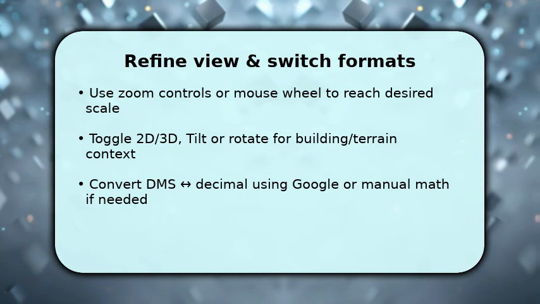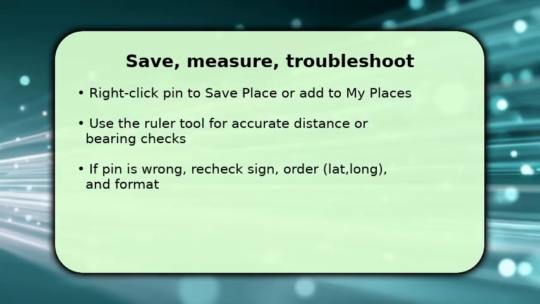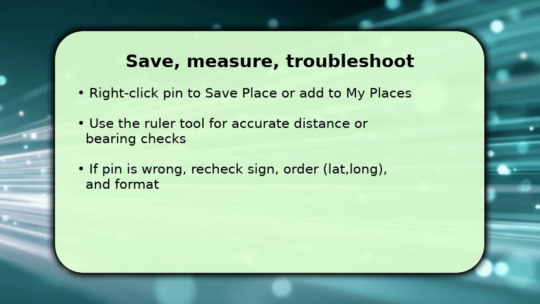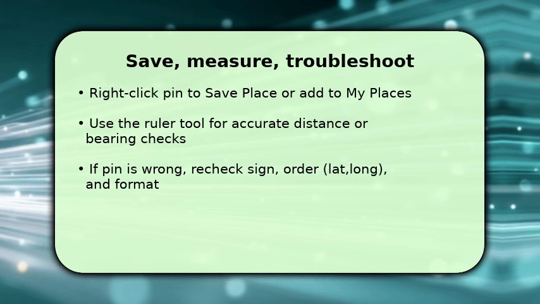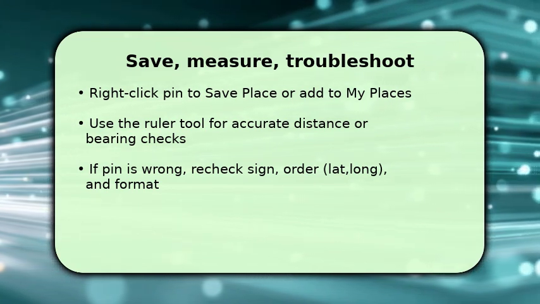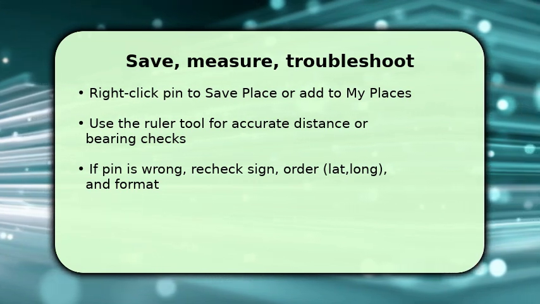To finish, save the location. Right-click the placemark and choose Save or Add it to My Places for later. Use the ruler tool to measure distances or bearings to nearby features. This confirms accuracy. If the pin lands in the wrong hemisphere or ocean, first check the sign, plus or minus.